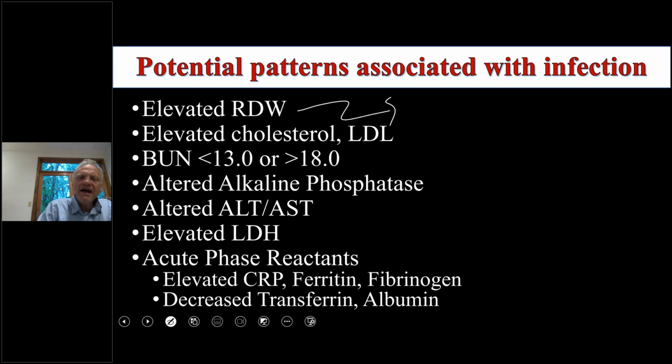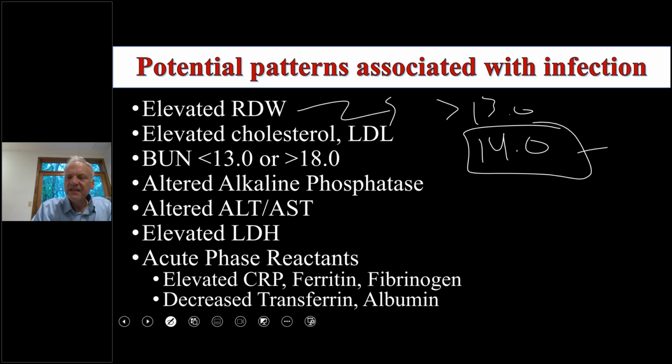So anytime you have an RDW that goes above 13, you begin to get a bit suspicious. Now, according to Harvard Medical School, if you have an RDW that's over 14 and it constantly stays over 14, that is a high risk of chronic degenerative diseases of all kinds: dementia, cardiovascular disease, cancers, all kinds of different things, right?